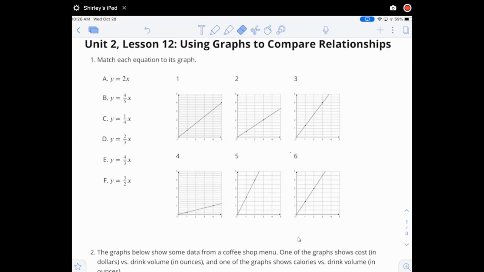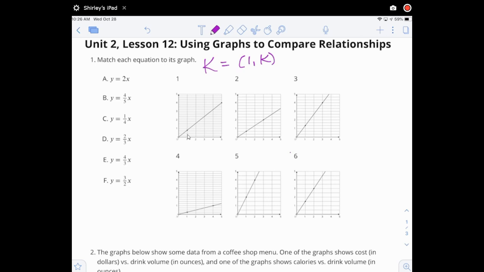I go over question number 1, where we have to match each equation to its graph. So we should be comfortable now knowing that you find the constant of proportionality, or your k value, in the graph at 1 comma, and then what that y coordinate is, is your constant of proportionality. So what we're going to do is look at each of these graphs, find that coordinate point. The y value is going to tell me what the constant of proportionality is, and then I know in an equation that's what that value is that I multiply my x by.